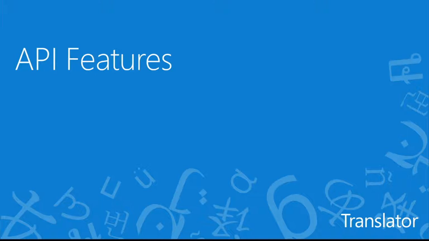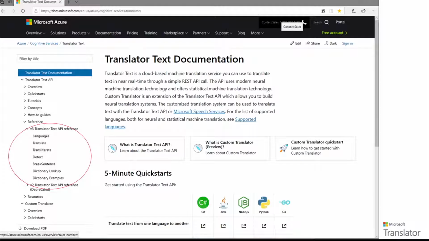Let's walk through the API features for a moment. You find the translated text documentation on the docs.microsoft.com site.